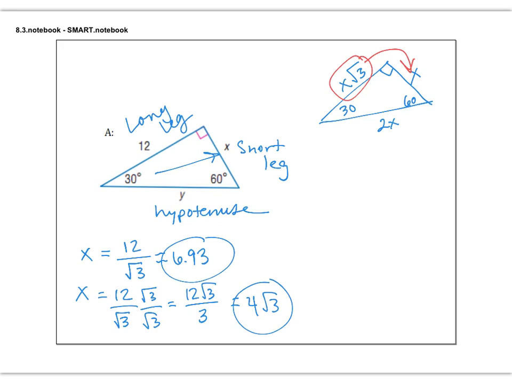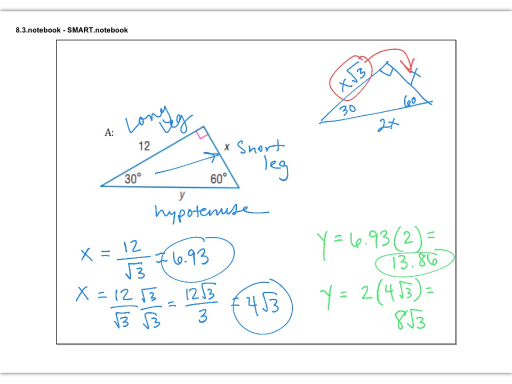All right, now we're going to find y. So once we know x, to find y, we just double our answer. So if we have 6.93 times 2, we can get an approximate answer for y. That will be about 13.86. Or we can get an exact answer. So we can take 2 times 4 root 3, which is 8 root 3. So these would be your approximate and exact answers for y.